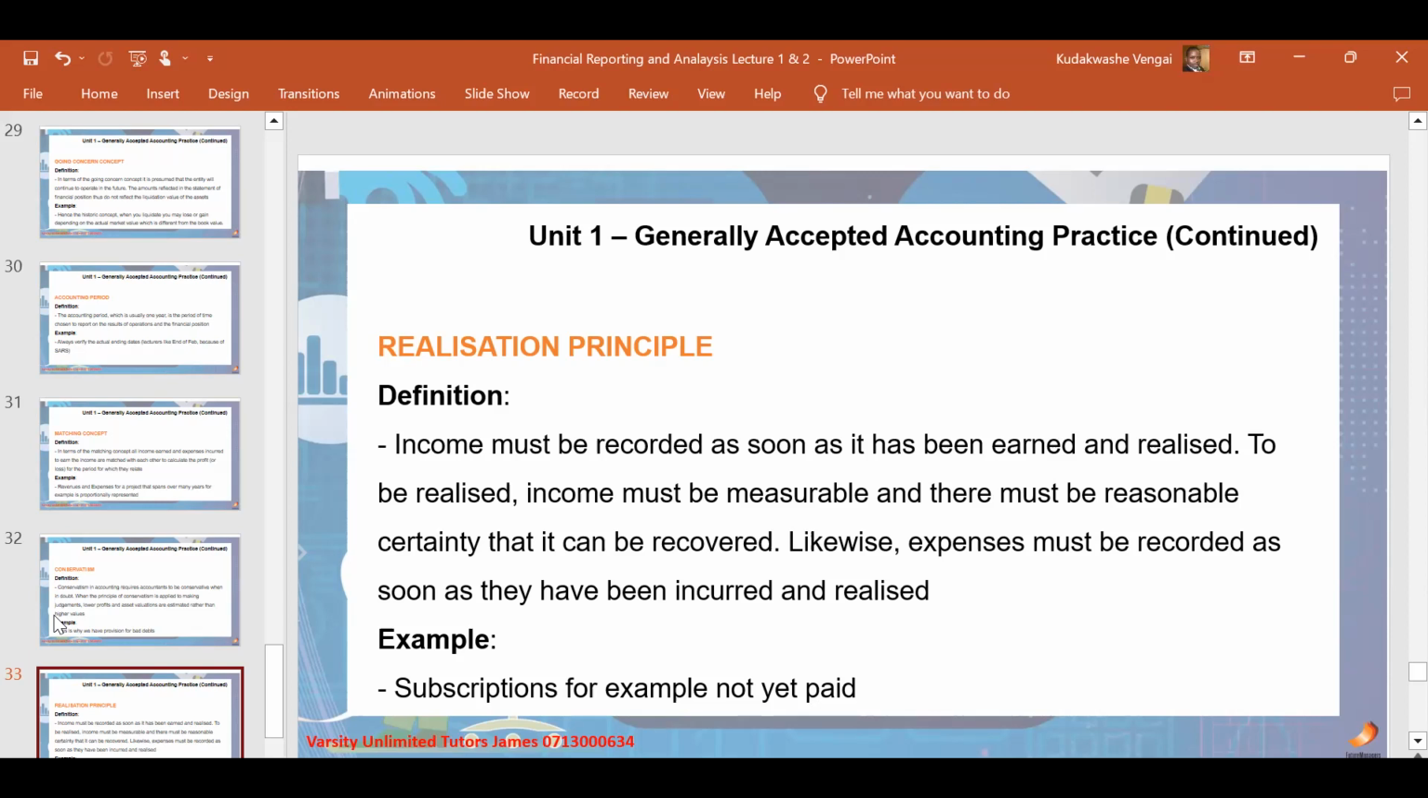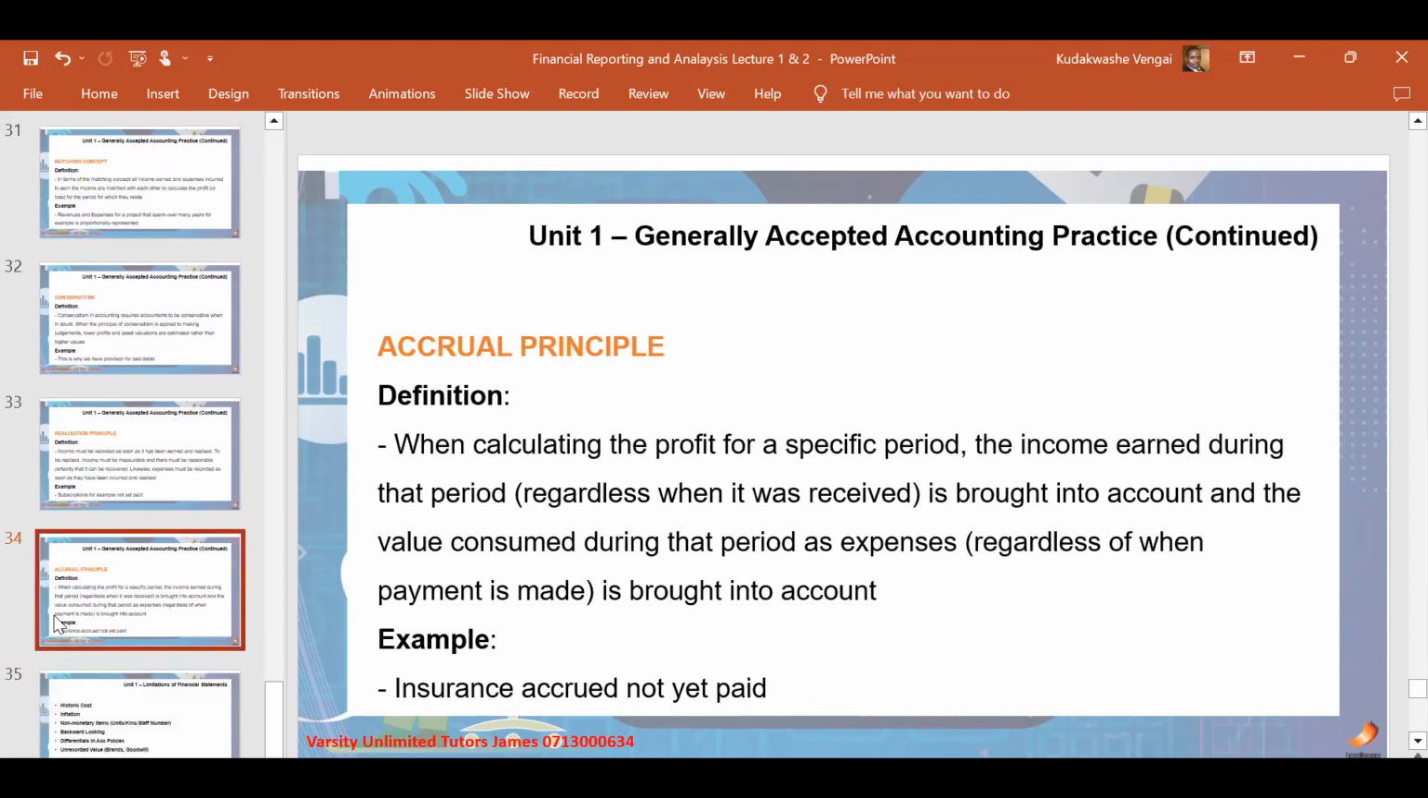Although the actual physical cash, we might receive it on 1 January 2024, we record the income that has been earned and that has been realized for this particular business.